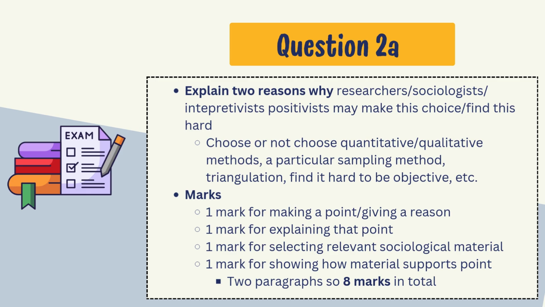So use sociological terms and theories and perspectives as much as you can for those examples. And you could also use studies and sociologists. And then you would have 1 mark for showing how that material supports your point. So basically, you're analyzing and linking that to the point that you made in the beginning. So that would be 4 lines, and you do it twice. So you would have 8 marks in total.